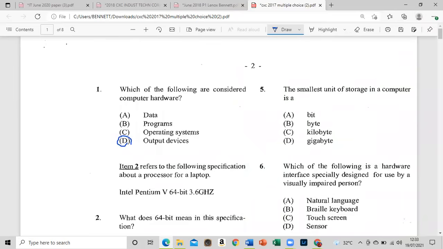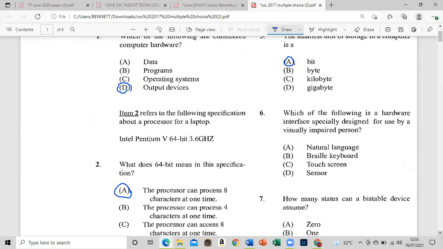The smallest unit of storage in a computer. Is it A, a bit? B, a byte? Or a kilobyte or a gigabyte? It's a bit. Remember, bits make up a byte. So that means bit is the smallest.